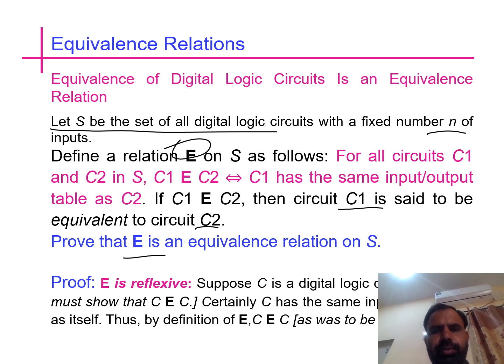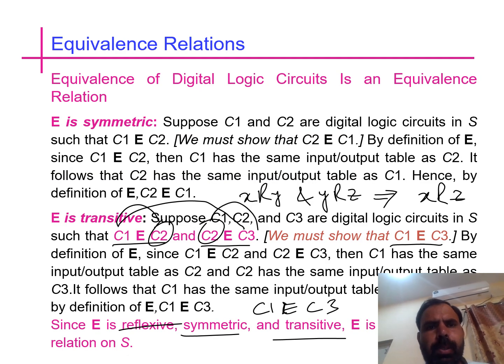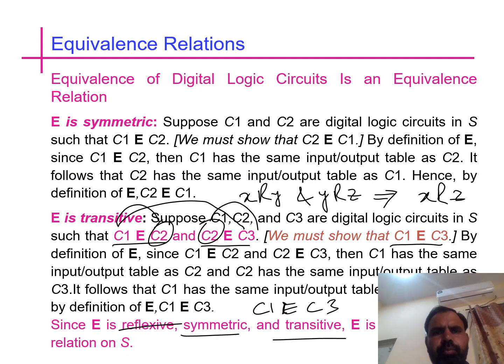We prove that E is an equivalence relation on S. So here is the proof. E is reflexive: suppose C is a digital logic circuit, and it must be shown that C E C. Certainly C has the same input/output table as itself. Thus, by definition of E, C E C. E is symmetric and E is transitive.